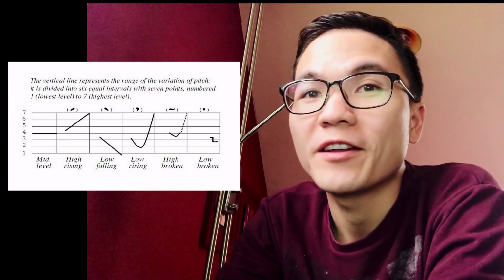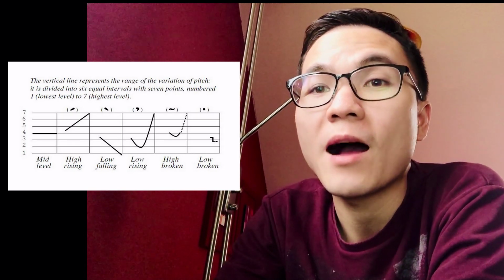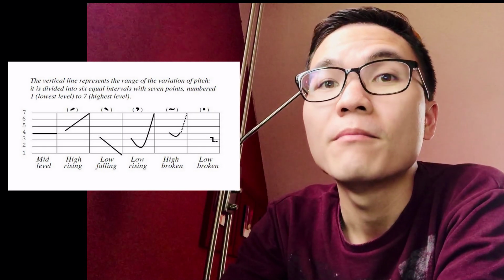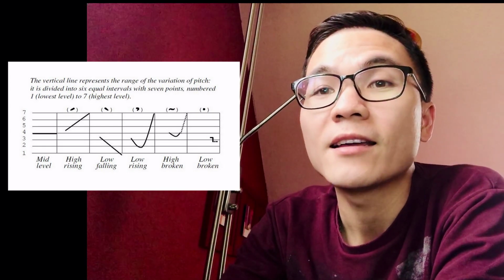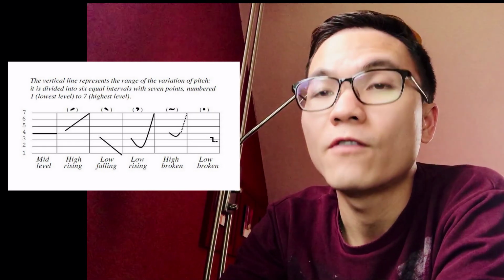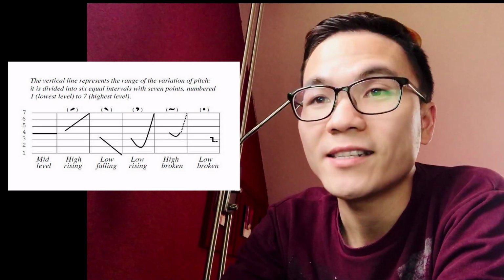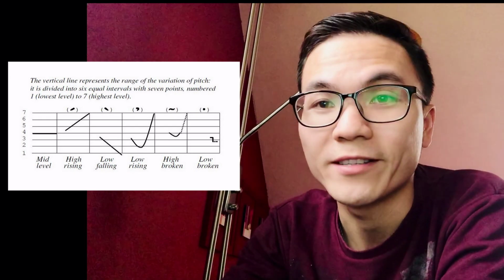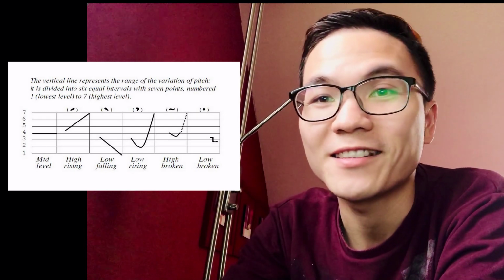Channel, Learning Vietnamese. Today I will tell you how to pronounce six tones in Vietnamese: mid-level, high rising, low falling, low rising, high broken, and low broken. Let's come to see example.